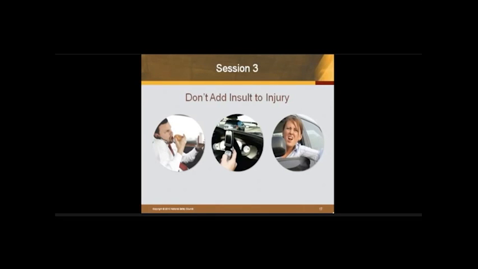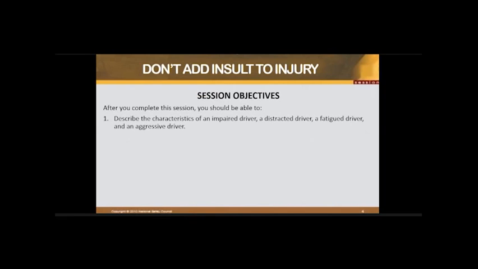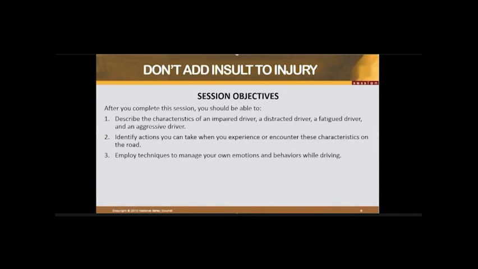Let's turn to page 25 in your course guide, and we're going to review the section objectives. Upon completion of this section, you should be able to describe the characteristics of impaired driving, distracted driving, a fatigued driver, and an aggressive driver. Identify actions you can take when you experience or encounter those characteristics on the road. Employ techniques to manage your own emotions and behavior while driving.